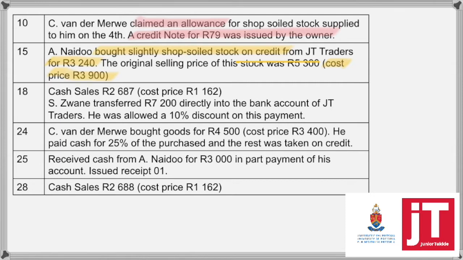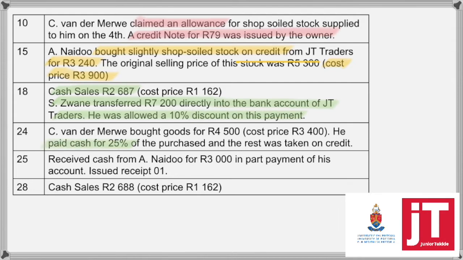Then day 18, cash sales, and Zwane transferred 7,200 Rand directly into the bank account. He was allowed 10% discount on this payment. So both are CRJ transactions. Day 24, Van der Merwe bought goods for 4,500 Rand. He paid 25% cash and the rest was taken on credit.